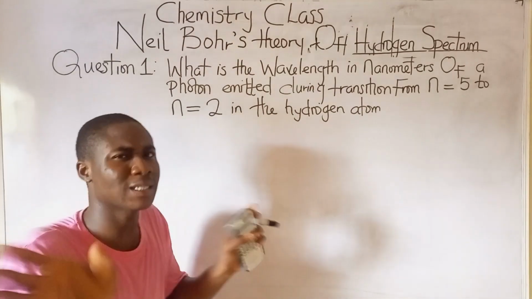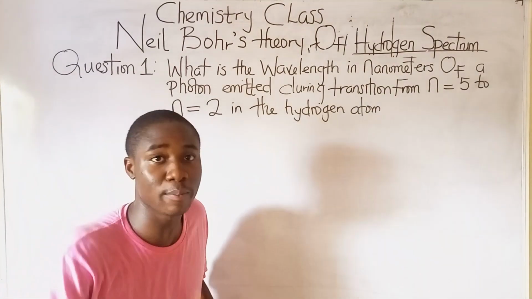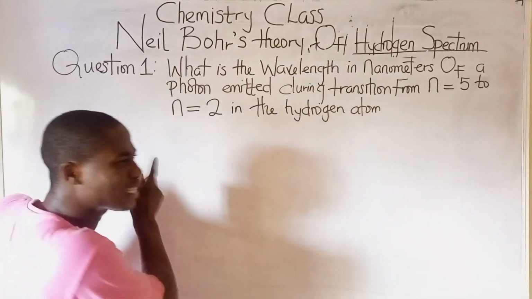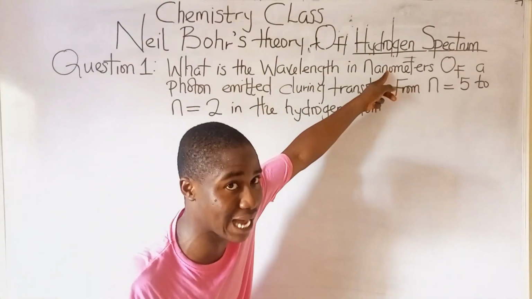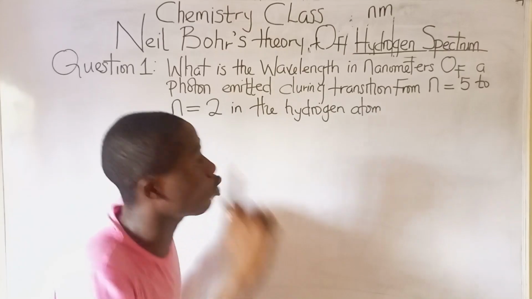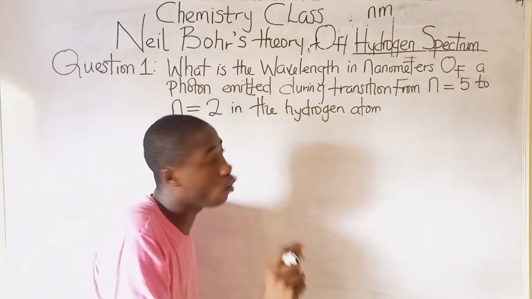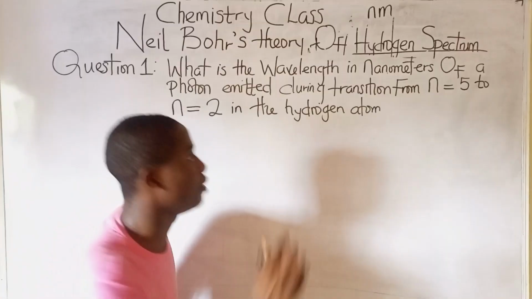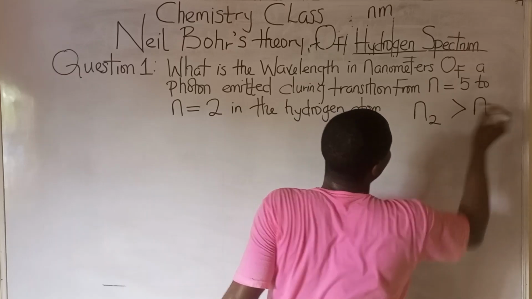This particular question is so much straightforward because we're not given any spectral line. They just give us the values we need to input and solve. The question says, what is the wavelength in nanometers, expressed as nm, of a photon emitted during transition from n equals 5 to n equals 2 in the hydrogen atom? That means we have to use that particular formula. Remember, I said that n2 is always greater than the n1 value.